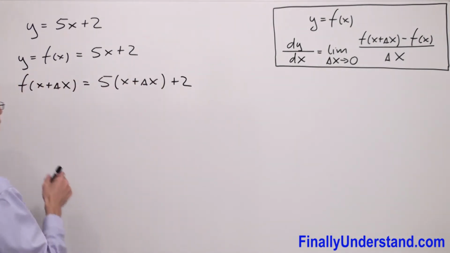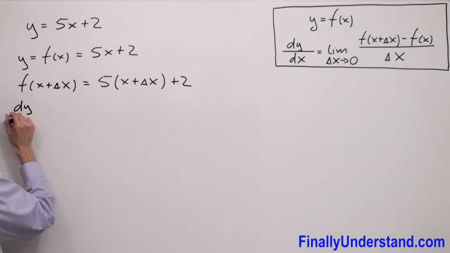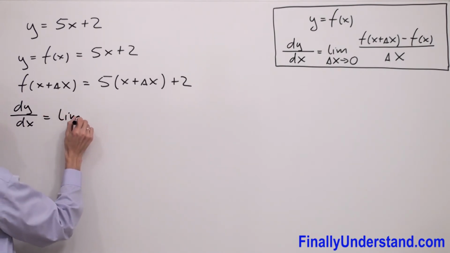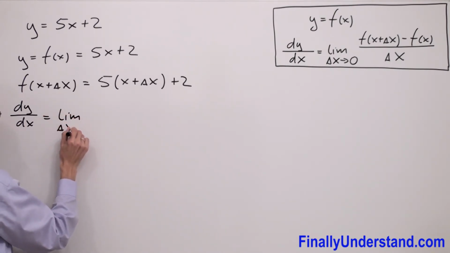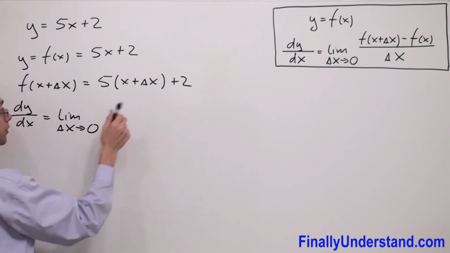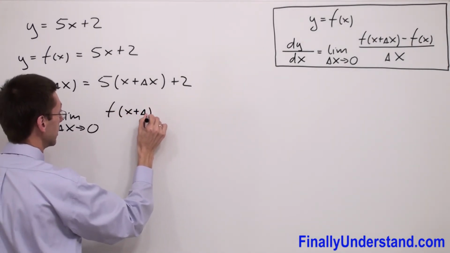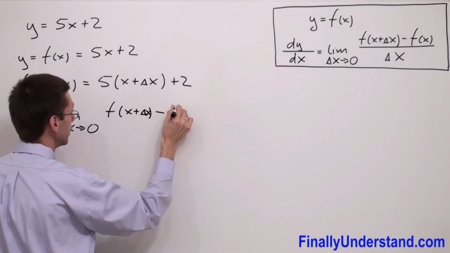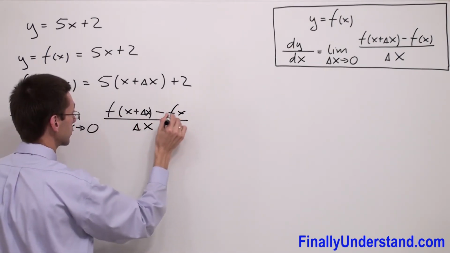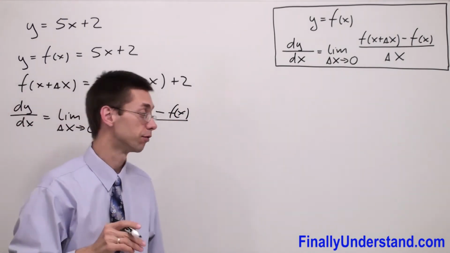Okay, so I'm going to write the formula always first. So I have dy over dx is equal limit with delta x approaching 0, and I have f of x plus delta x minus f of x over delta x. Okay? We have to write always formula first.